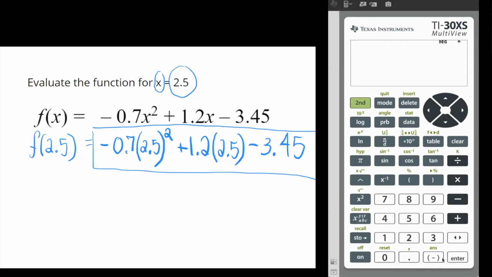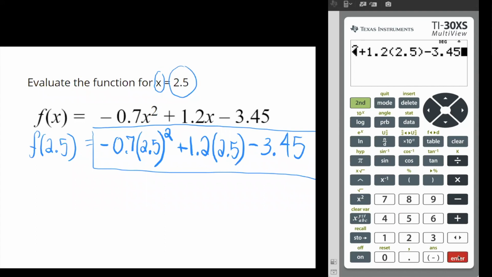So make sure you use the negative key, not the minus key, and then 0.7. And we'll open up parentheses to times it by 2.5. Close those parentheses before you then push squared. And we're going to add 1.2, again times 2.5. Close those parentheses one more time, and then we'll subtract. This time we do use a minus. We're subtracting 3.45. General rule of thumb is when it's between two numbers, we'll use the minus sign, but when it's out in front, use the negative.